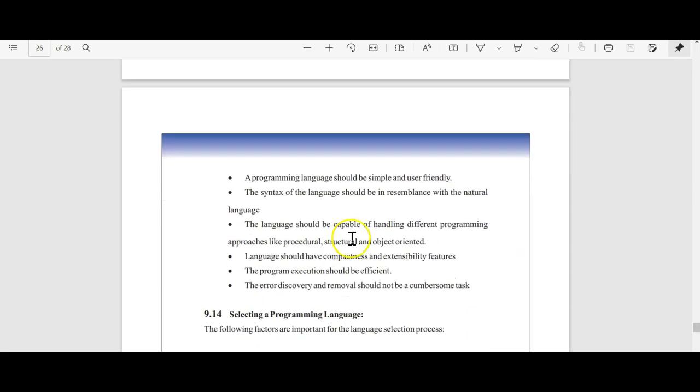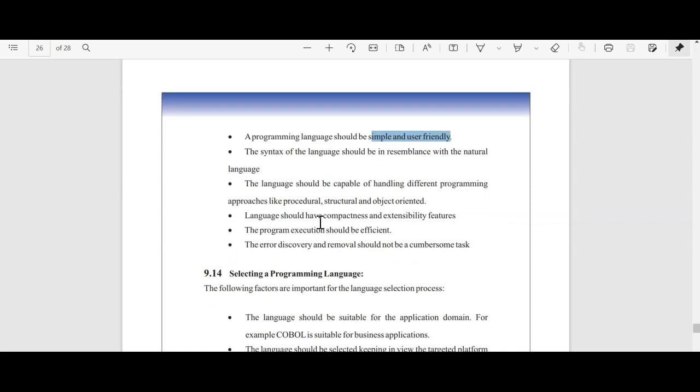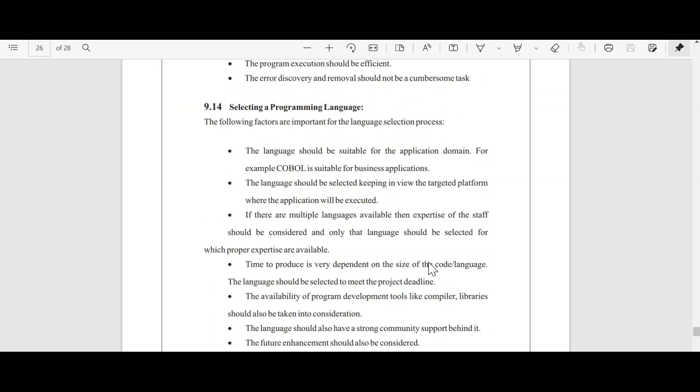A programming language should be simple and user friendly. These are the standard features that every programming language should have. Its syntax should resemble natural language. The closer it is to the English language, the more user friendly it is, definitely. It should be capable of handling different programming approaches, just like we studied the procedural approach and the object oriented approach. Similarly, the language should have compactness and extensibility, and it should be good enough to highlight the errors so that we can remove them.